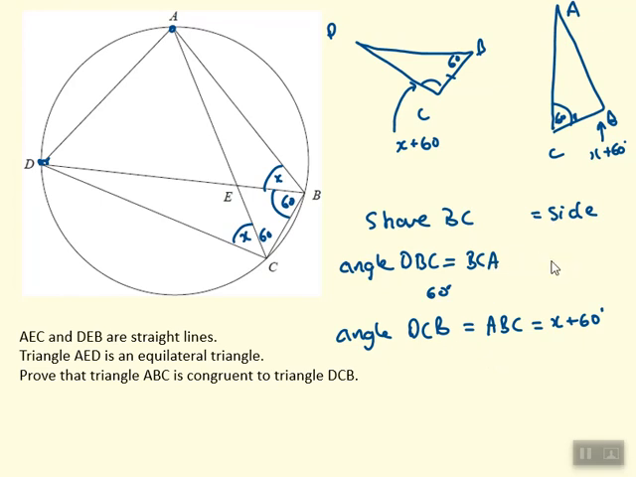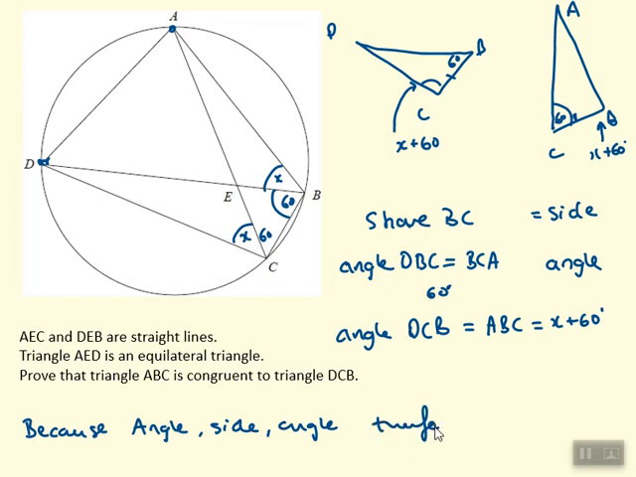So what we've got is angle side angle. So you'd say because we have, or therefore we have angle side angle, therefore ABC is congruent to DCB. And remember, you can always write the three-bar equal sign, which means they're the same. Okay, so that's how you do that particular one.